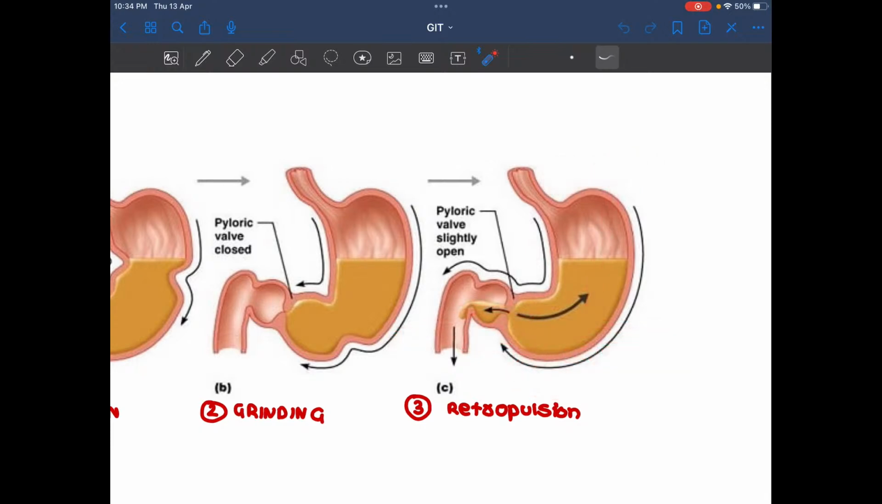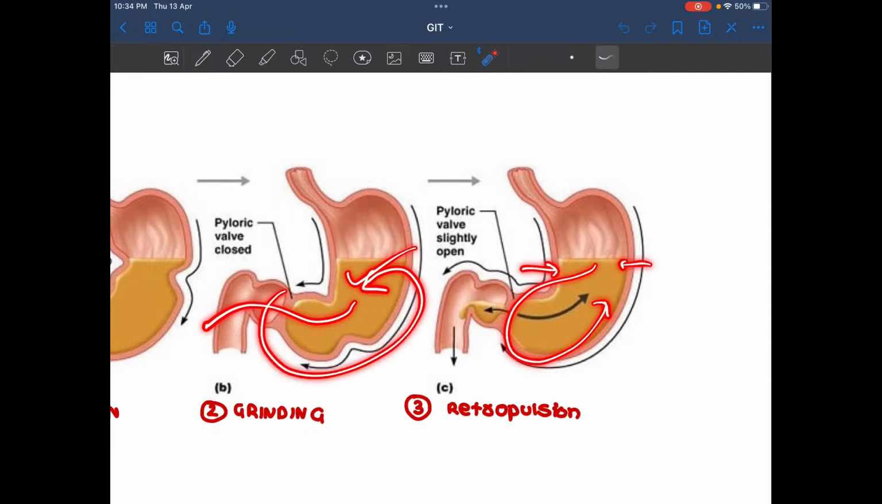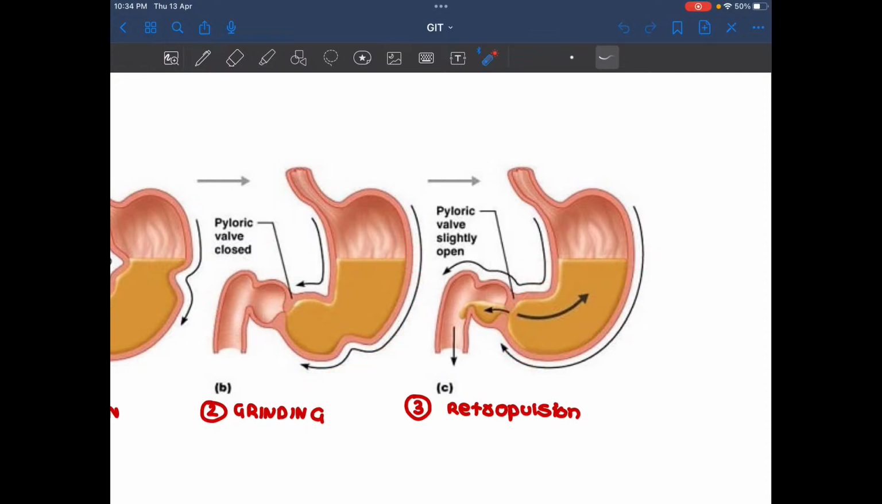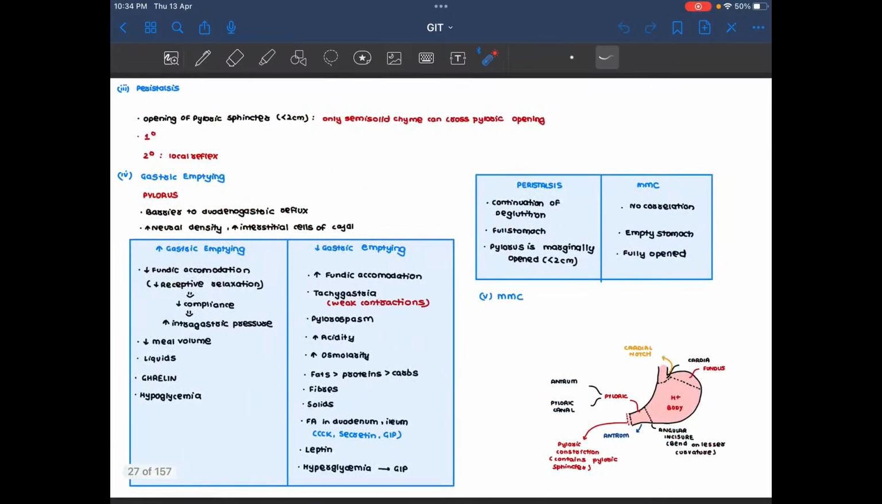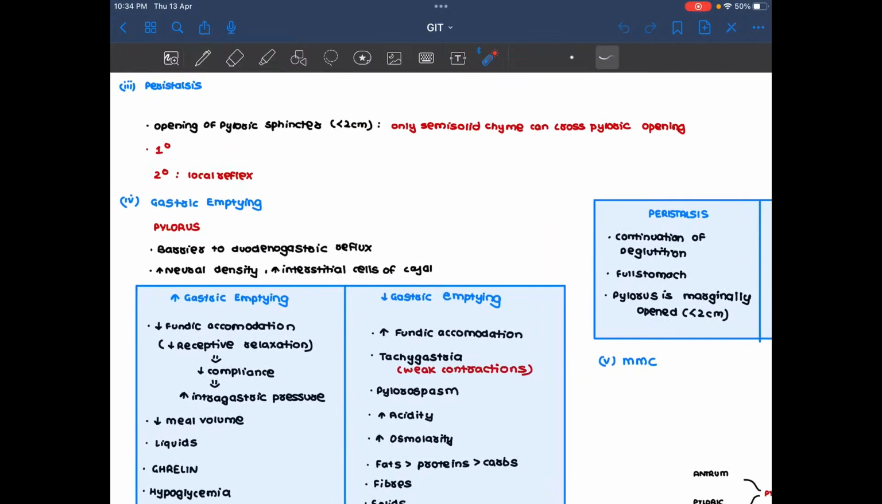What about the other ones then? Whenever this is going to contract right here, those that can get through will go through, but the rest of them are going to come backwards again. Okay, so this process is known as retropulsion. So you have propulsion, grinding, as well as retropulsion. Okay, very important. Now, obviously, we have the peristalsis wave. We saw that whenever the peristalsis wave occurs, you're going to have the opening of the pyloric sphincter, but this opening is very small. That is less than 2 centimeters. So that only the semi-solid chyme can cross the pyloric opening.